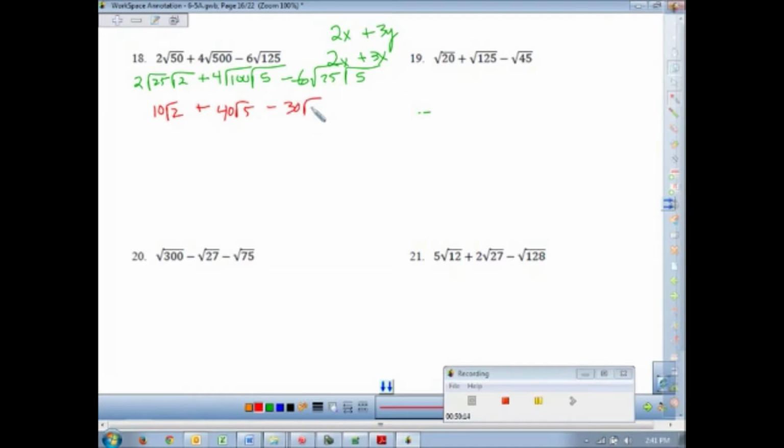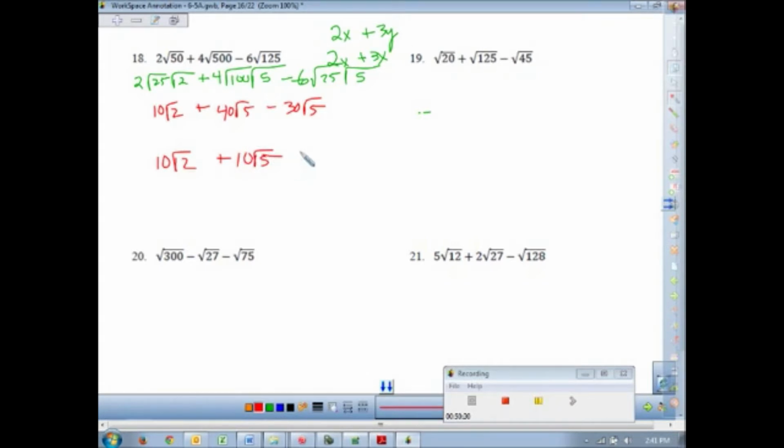Y'all cool with where the 30 came from? Do you have any quote-unquote like terms in this bad boy? You got some radical 5s. 40 radical 5s take away 30 radical 5s is how many radical 5s? Yep, 10 radical 5, but that 10 radical 2 at the front didn't get to go away.